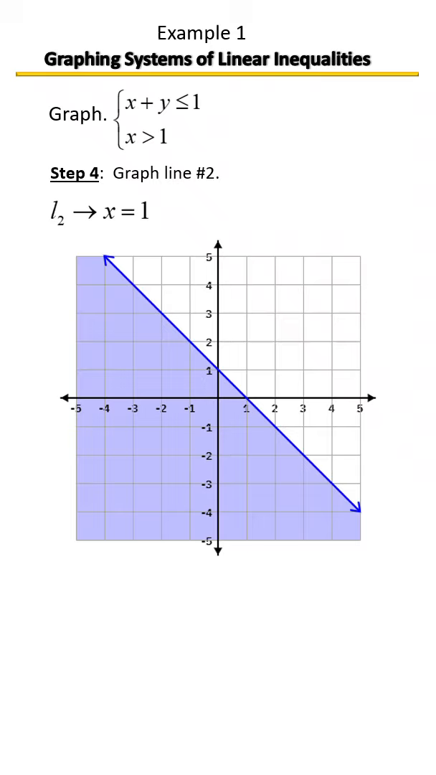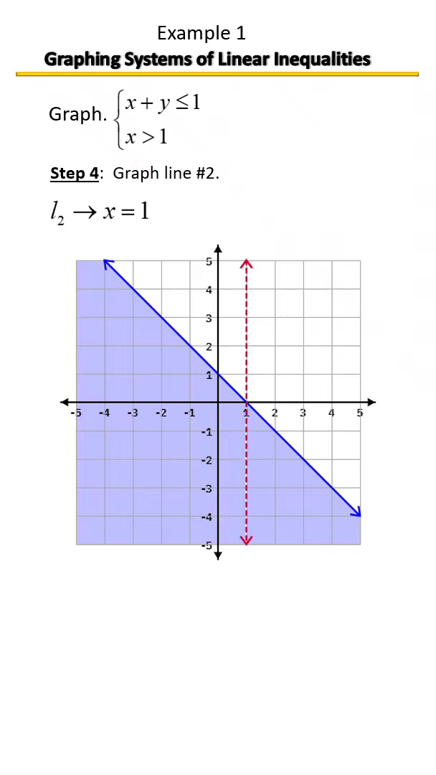And now we're going to graph our second line. This is a vertical line, x equals 1, passing through the x-axis right at 1. Our symbol tells us to make sure that that line is a dashed line. Now we have to decide, are we going to shade to the left of that vertical line or to the right of that vertical line?